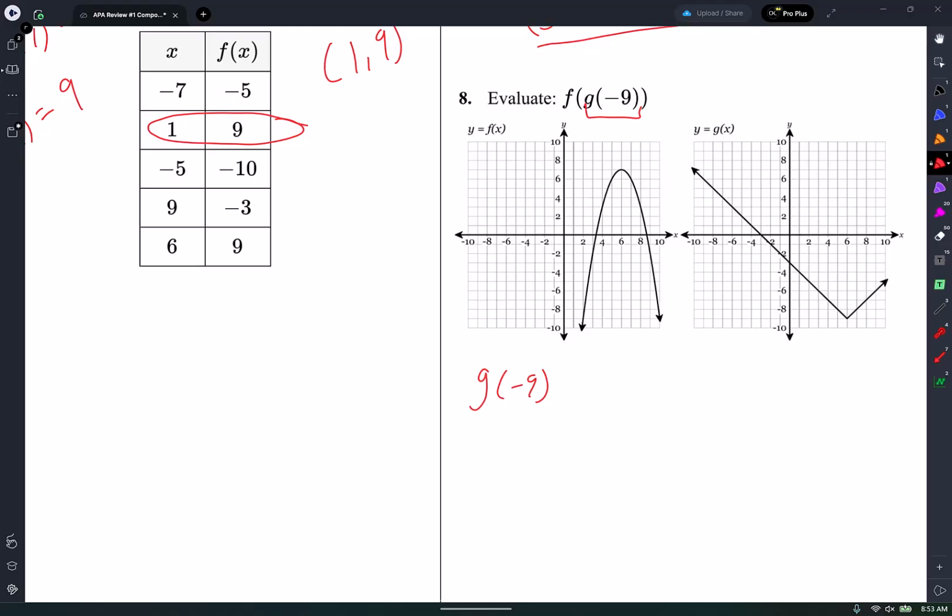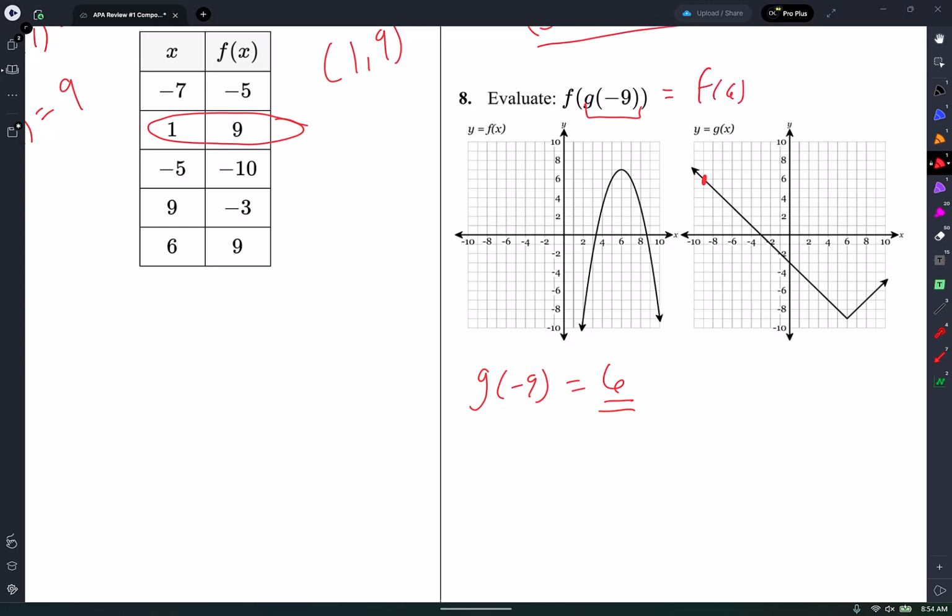Perfect. Which graph is the g? The one on the left or the one on the right? So I go to the one on the right. I go to -9, and I go up on that curve. And when g is -9, what is the y value? Now, let's slow down. Now that we got that value is 6, what am I doing now?